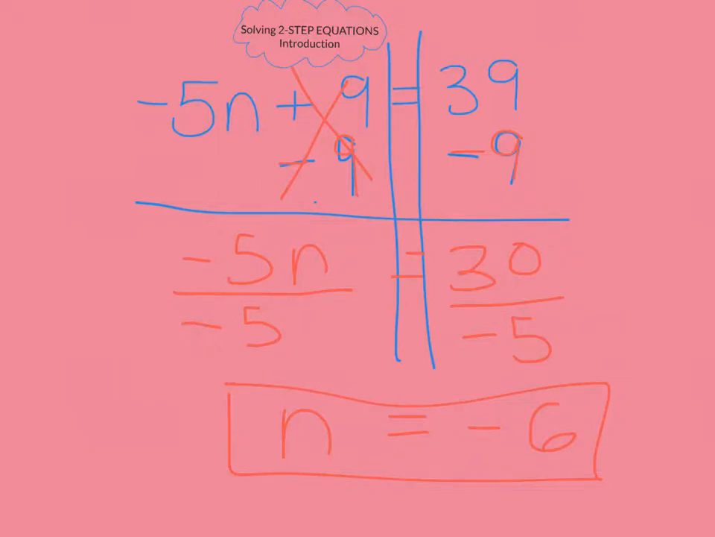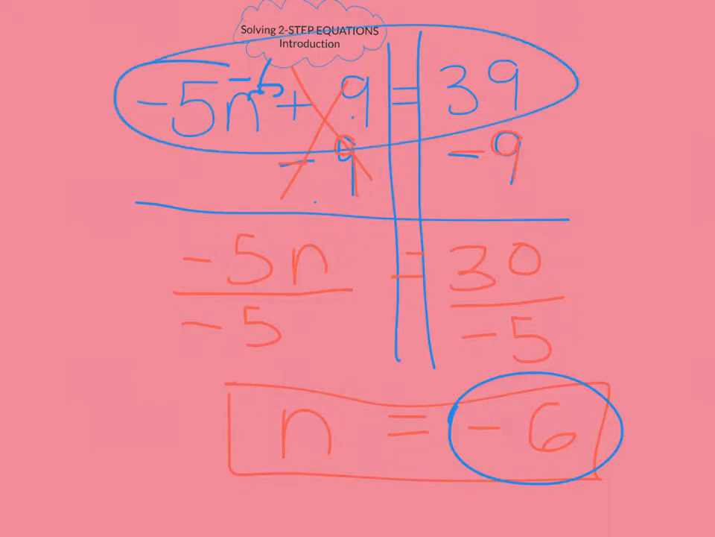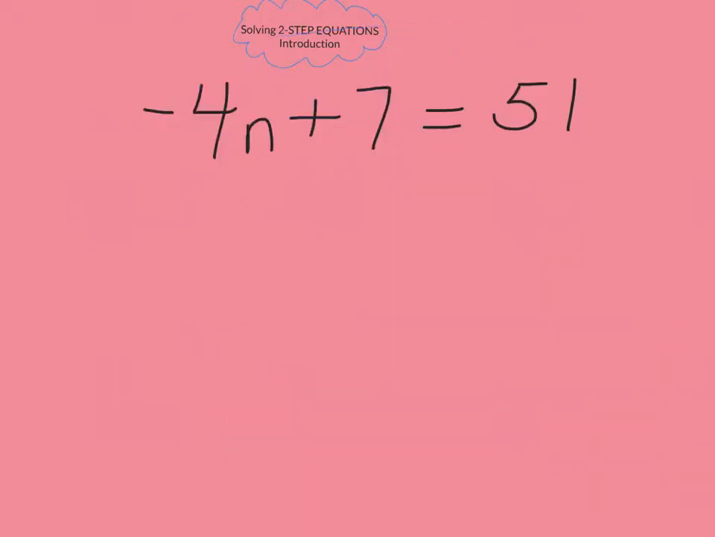I can check it by going up to the original equation, negative 5 times negative 6. Well, negative times a negative is positive. 5 times 6 is 30. And then 30 plus 9 is 39. So I know my answer is correct. Now you try this one on your own.